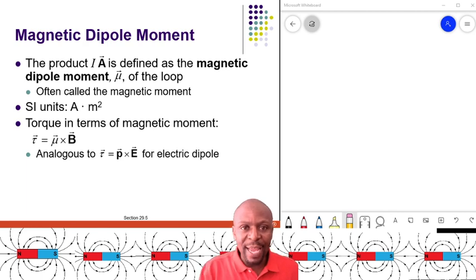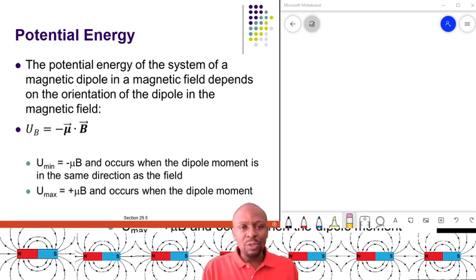Now, the product IA is defined as the magnetic dipole moment, or the magnetic moment, which is just mu. Now, in that case, the torque can just be given in terms of this equation here, because IA is nothing else but the magnetic moment or the magnetic dipole moment. And the SI unit of the magnetic dipole moment is just the ampere meter squared. Now, this is analogous to the electric dipole moment, where the torque is given by P cross E.